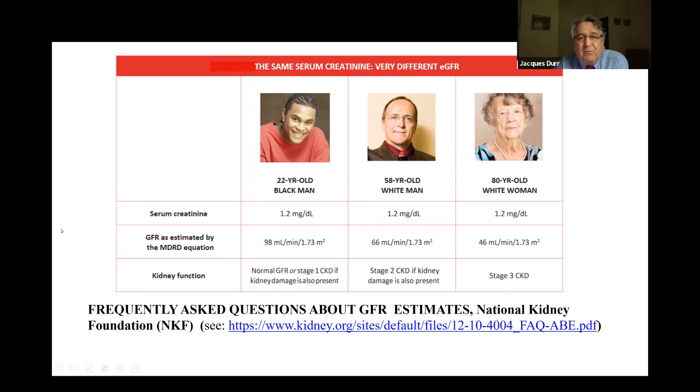But at least these equations take care of, for example, this difference. You have an elderly patient with a creatinine of 1.2; the same creatinine in a middle-aged person or in a young athletic person means totally different GFRs. This patient has significant renal failure. This one has already some renal failure, CKD2, and this one, the young person with a creatinine of 1.2, may have a normal GFR, no kidney dysfunction, assuming there is no structural abnormality in the kidney.